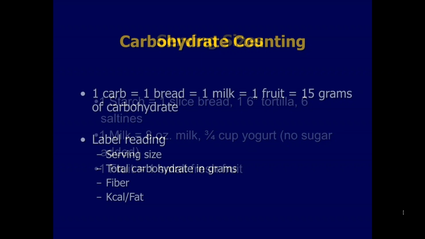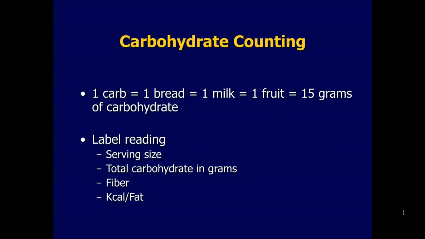So one carb, you can trade off. When we talk about carb counting, one carb is the same as one bread, one milk, one fruit. All of these give about 15 grams of carbs. Now, label reading, as we talked about: always look at the serving size, look at the total carbs in grams, and look at the fiber, calories, and the fat.